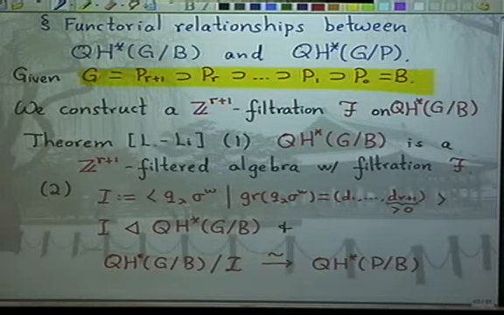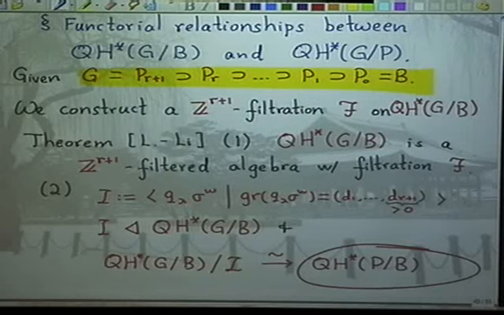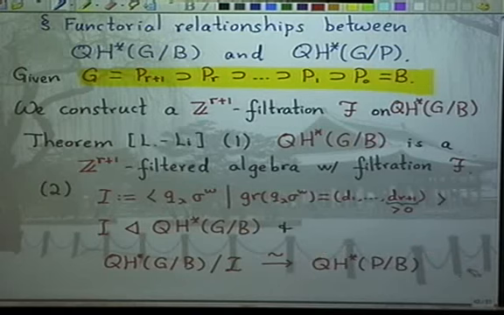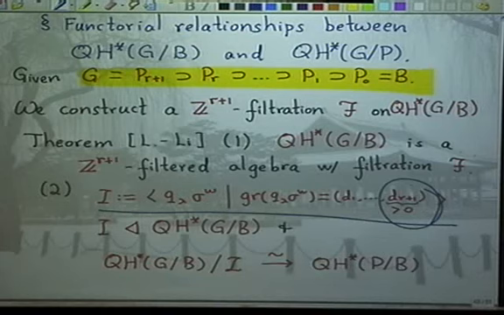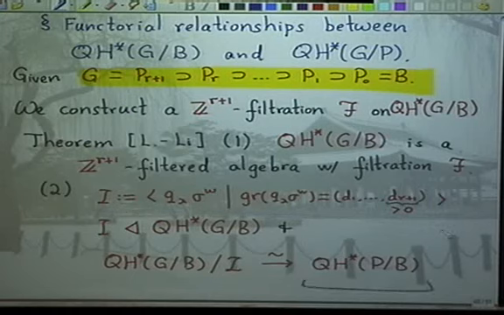Okay, and then there are a bunch of corollaries. The first one is the quantum cohomology of P over B, which can be described in the following way. P is P_R, that's the last one. So inside the filtration, you look at the ideal generated by those elements where the last graded part is positive. Okay, that turns out to be an ideal. You mod out that ideal, and that is the quantum cohomology for P over B.